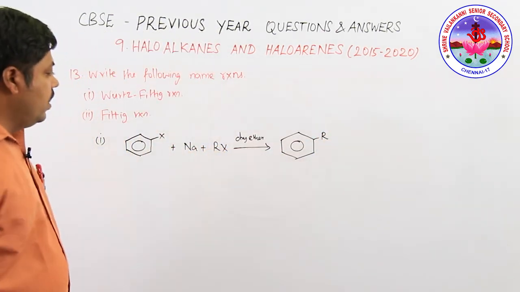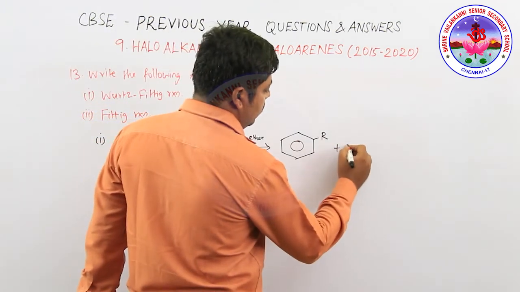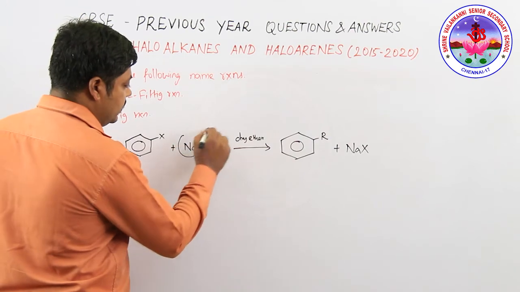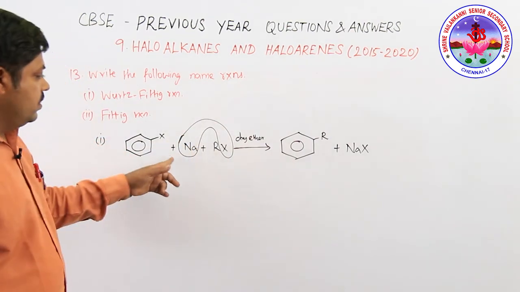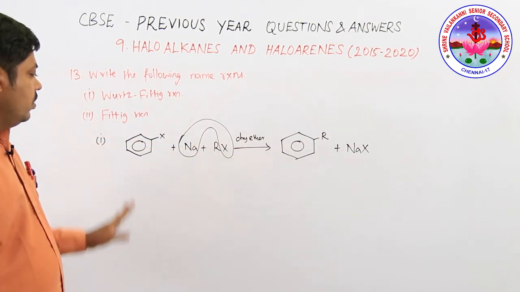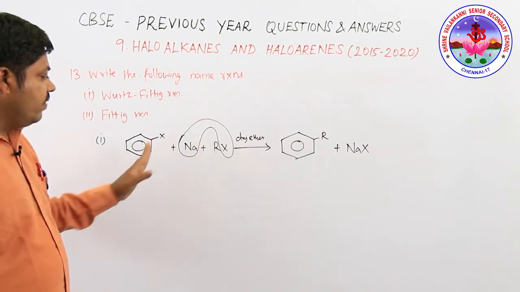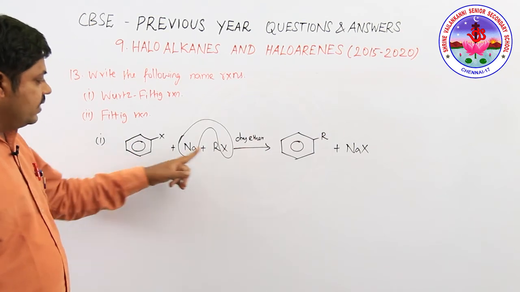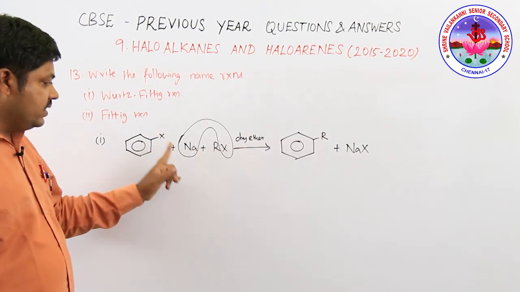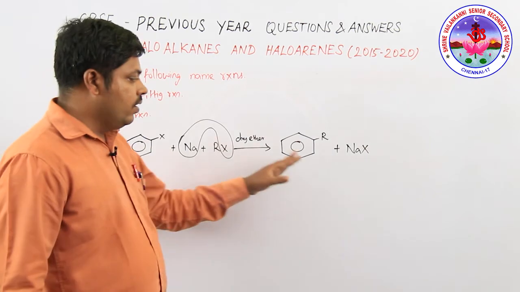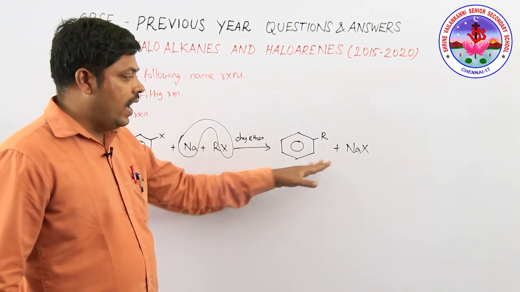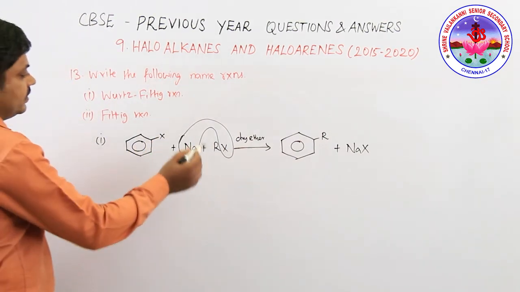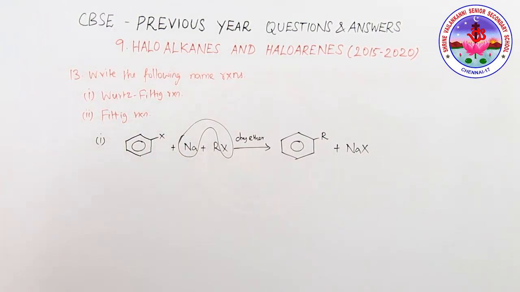this and NaX. You can separate it like this. So what happens? It gives this. So a mixture of alkyl and aryl halide in the presence of sodium and dry ether forms an alkane and the sodium halide. This type of reaction is called the Wurtz-Fittig reaction.